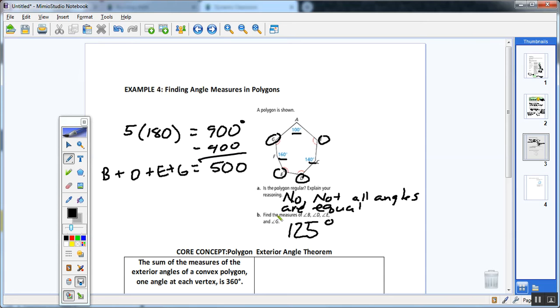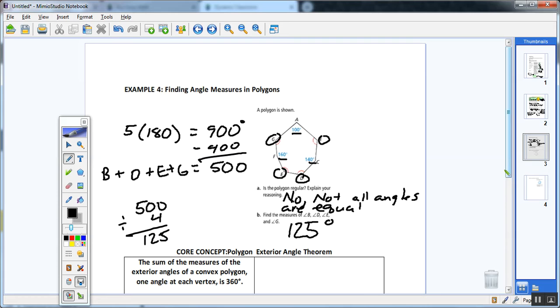Divided 500 by 4, which was? 125. Okay, so since B, D, E, and G were equal, we divide by 4. You got 125. You guys help me out. How many had 125 as you worked through that with your partner? Okay. I heard good discussions there. That was good.